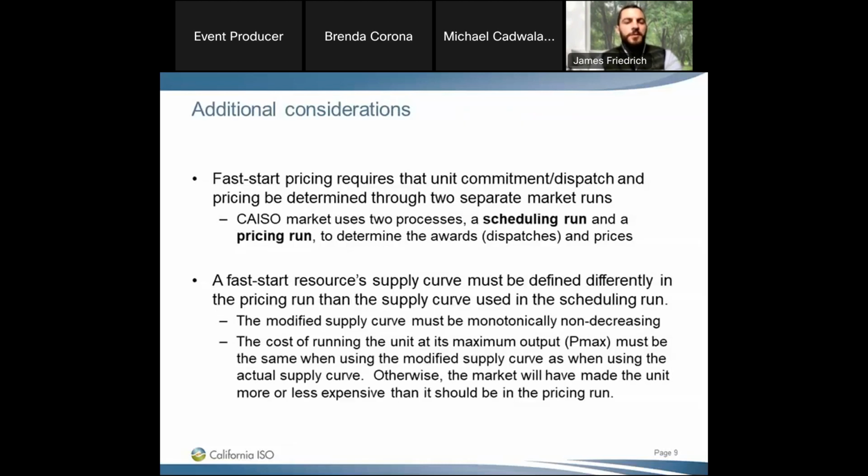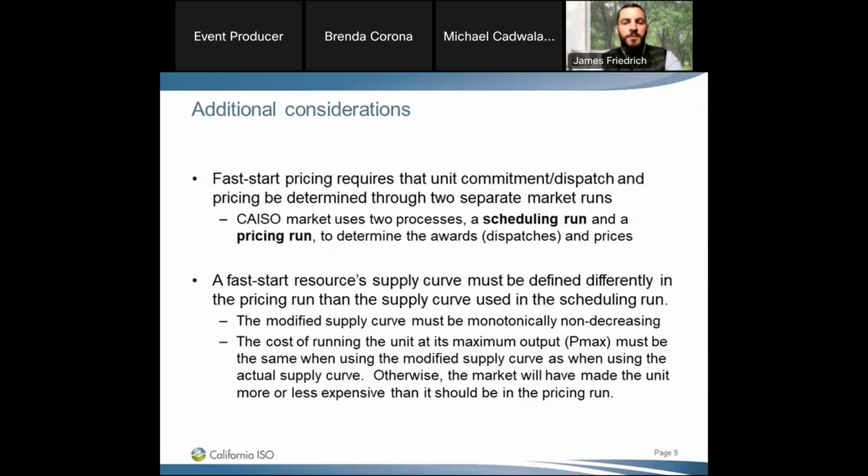So a few other considerations to think of before we move into the examples. First, it's important to note that fast start pricing requires that the unit commitment and dispatch process and the pricing process be determined through 2 separate market runs. The subbullet explains that the CAISO market already has 2 separate processes of this nature. We have a scheduling run and a pricing run. The scheduling run determines the awards or dispatches, and the pricing run then determines the associated prices. So the CAISO market already has the features to accommodate this.